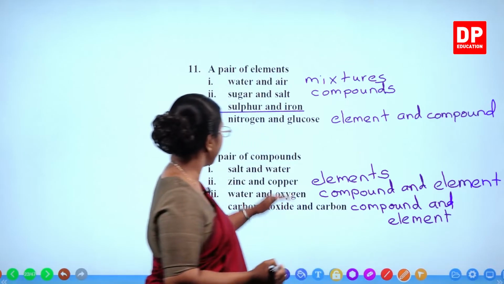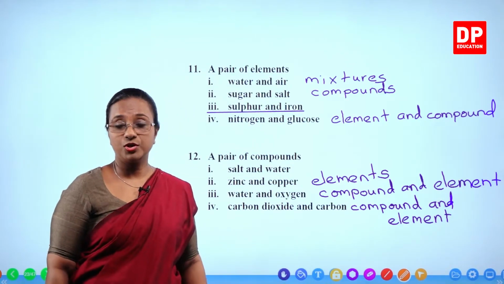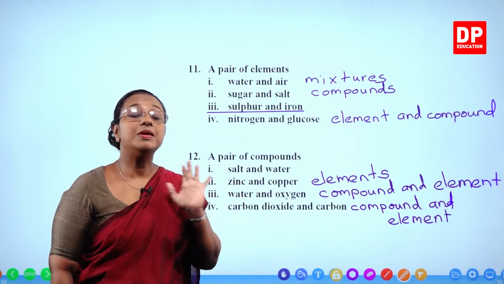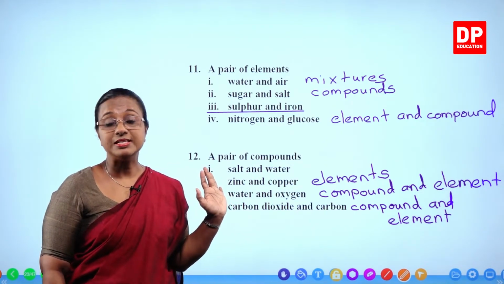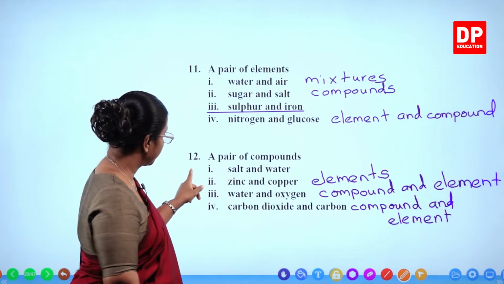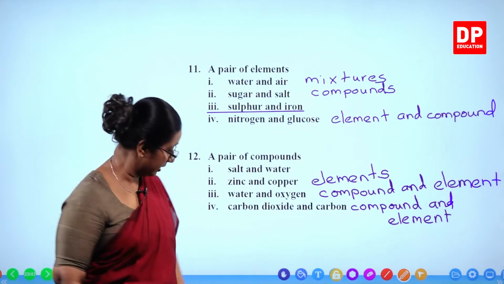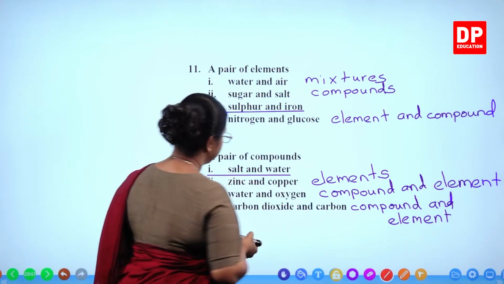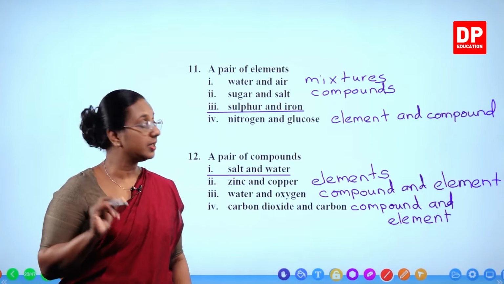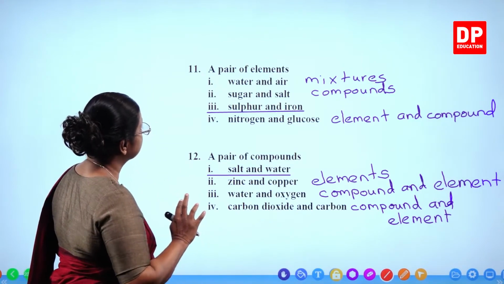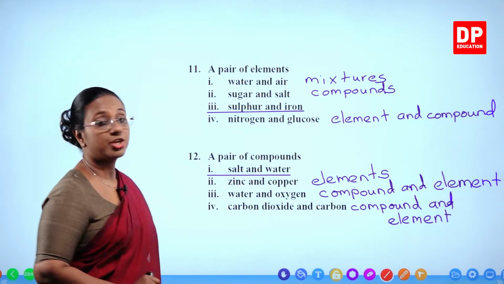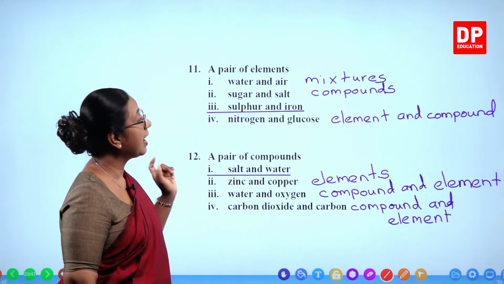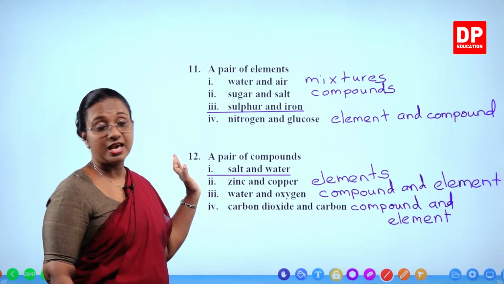So then we are only left with salt and water. So here we have to assume that water is the pure compound. Only the compound is considered here. So salt and water both are compounds. So we have to select the first answer. Salt and water, they are both compounds. So in the previous question also, students, water and air, they had asked for a pair of elements. So anyway, that's not the answer.